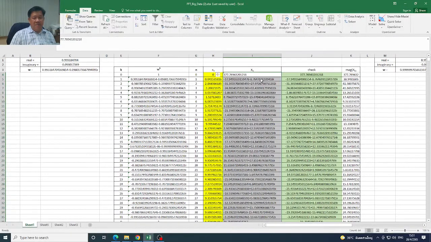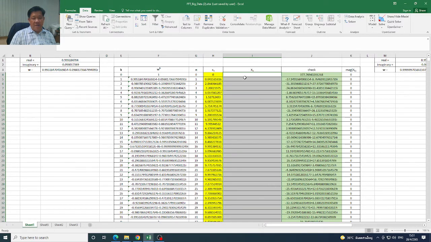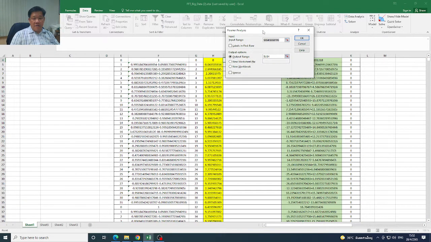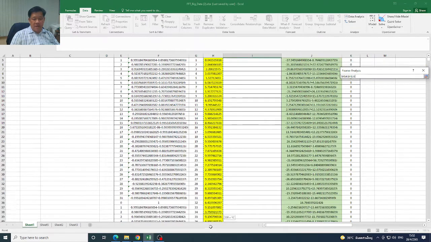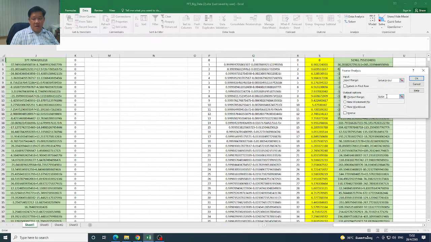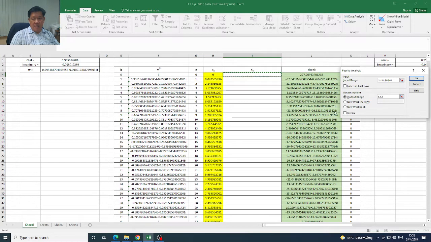Maybe I'll show it. It's very easy to do. Just clear the content first, and then I'll do data analysis again and perform Fourier analysis. This is the range of data that I use. Then, where does the output range start? The output range starts here. So I just press OK.